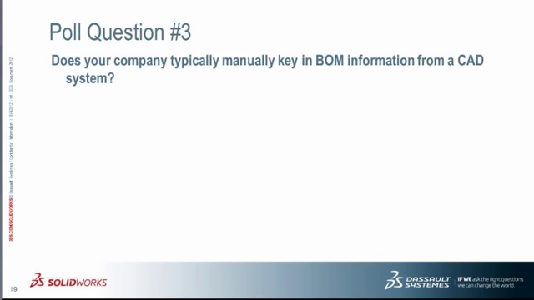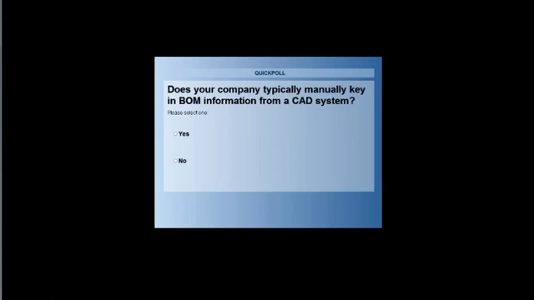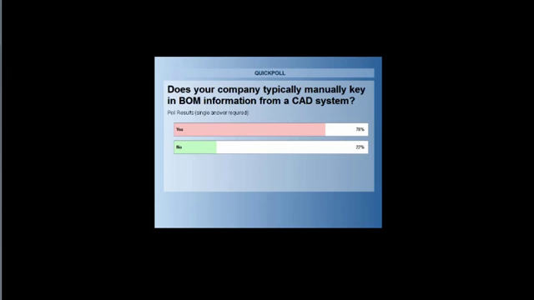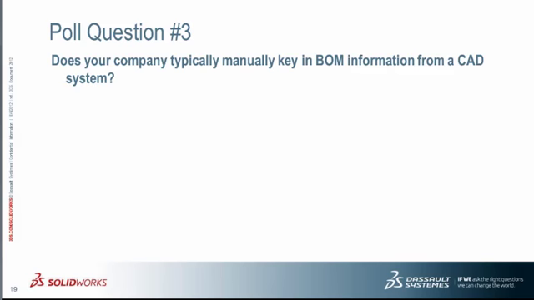That brings us to our third poll question, which asks, does your company typically manually key in BOM information from your CAD system? So that would be a person receives a drawing file or a printed drawing, and they look at the BOM table on those files or drawing paper and key in the information to ERP. So we're looking at 78% yes. Okay. Well, maybe we can help them out with some stuff here.